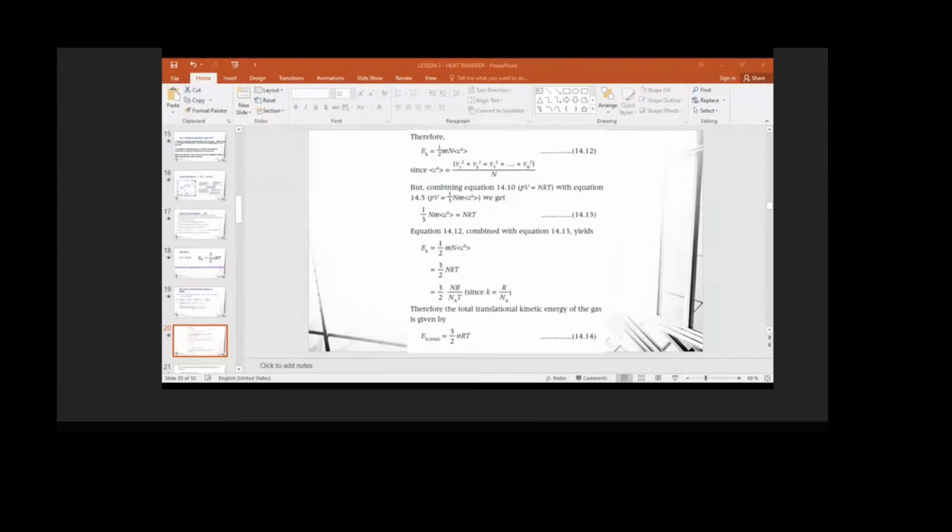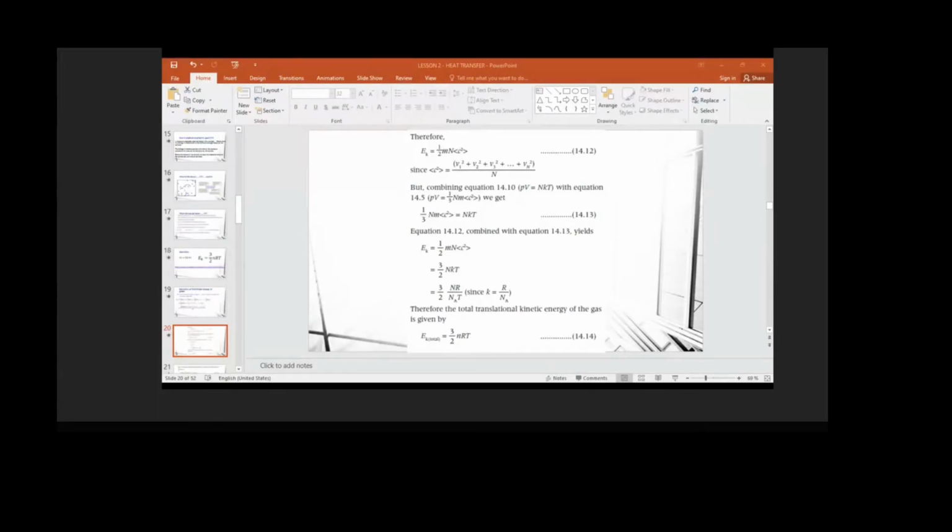All right, so we now have half m n, which is the number of particles, times the root mean square. Remember I said the root mean square value is the average of your individual gas particles' velocities. So you're averaging out the velocities for each, which is just the velocity of each particle divided by the amount of particles there. And n is the number of particles present in the container, right?